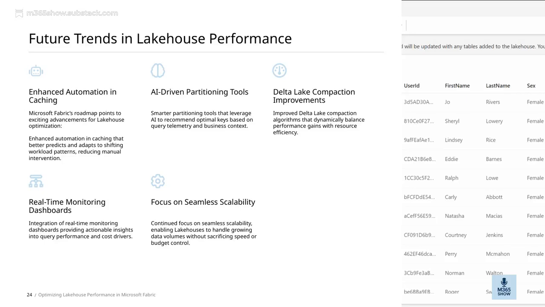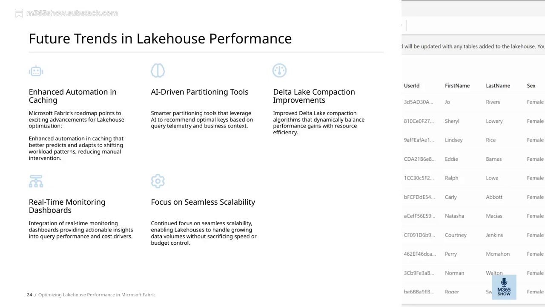One key area we're focusing on is seamless scalability. This means enabling Lakehouses to handle increasing data volumes efficiently without compromising on speed or budget. It's about making sure our systems grow with your needs smoothly and cost-effectively.